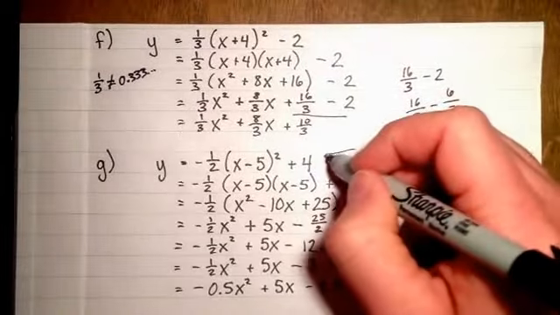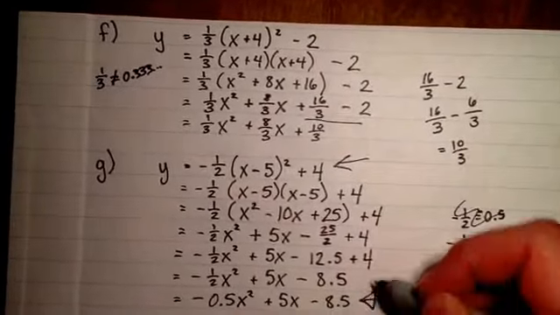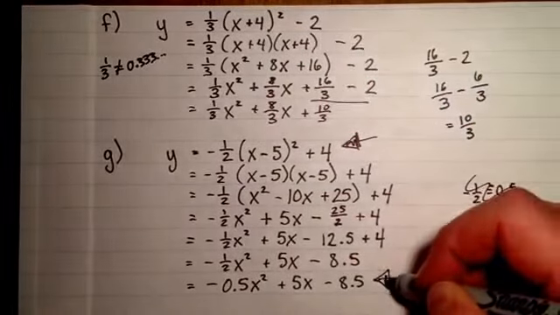Okay, so if we graph this in a calculator, if I haven't made any calculation mistakes, those should come out exactly the same.